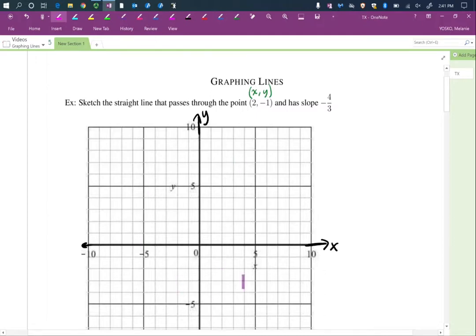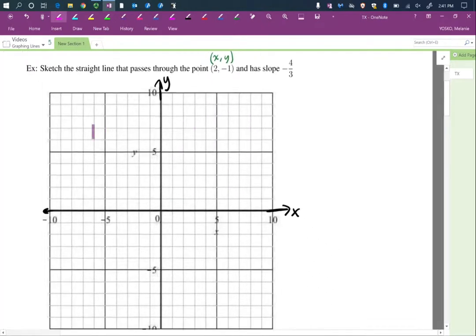Remember, when you're graphing or plotting points, you go left or right for the x and up or down for the y. So this region of the graph, just for review, is called quadrant 1. This area over here is called quadrant 2. This is quadrant 3, and this is quadrant 4.